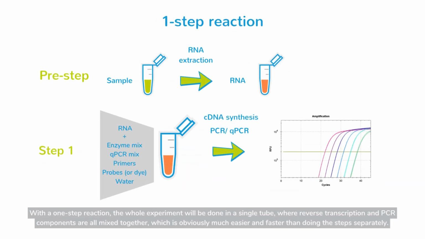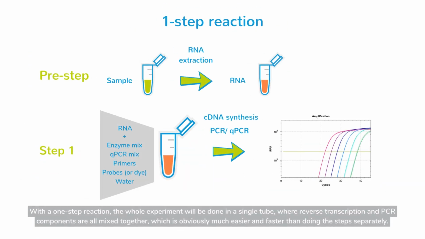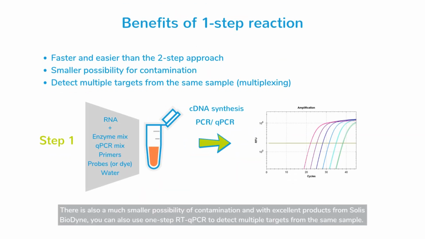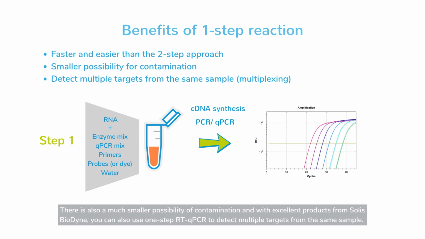With a one-step reaction, the whole experiment will be done in a single tube, where reverse transcription and PCR components are all mixed together, which is obviously much easier and faster than doing the steps separately. There's also a much smaller possibility of contamination, and with excellent products from Solis Biodyne, you can also use one-step RT-qPCR to detect multiple targets from the same sample.